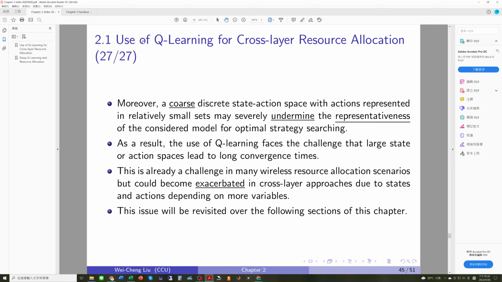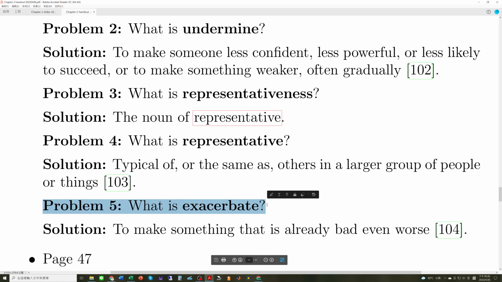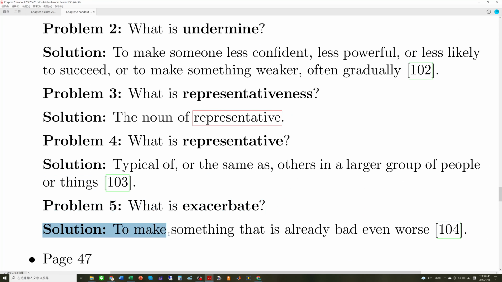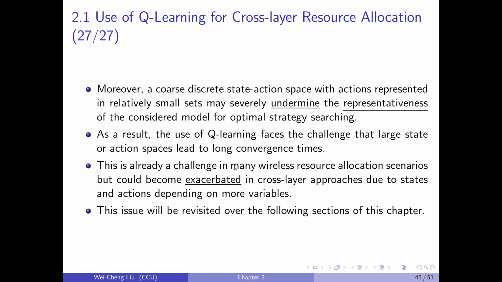Let us see the handout. Problem 5. What is exacerbate? Solution: to make something that is already bad even worse. Let us go back to the slides. Exacerbated in the cross-layer approach due to states and actions depending on more variables. This issue will be revisited over the following sections of this chapter.